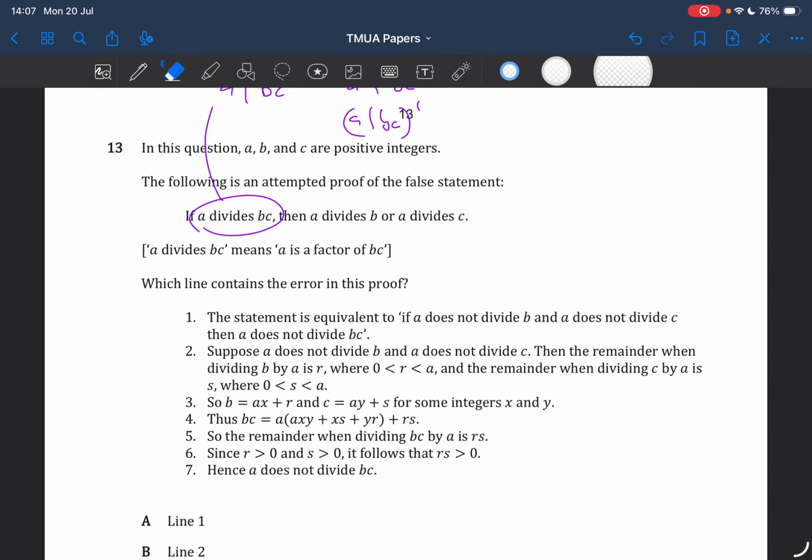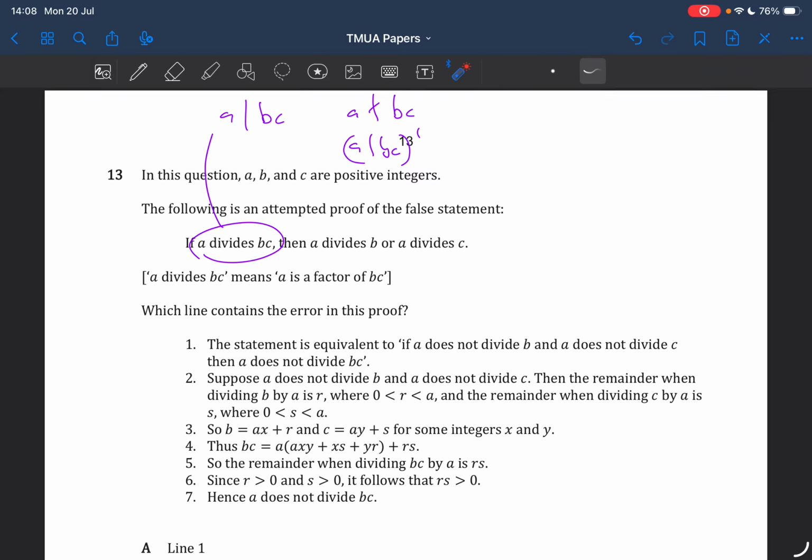All good, yeah? Lovely. So what do they want? We want to prove a false statement. Which line contains the error in this proof? So let's read down then. The statement is equivalent to if A does not divide B and A does not divide C, then A does not divide BC. Okay, yeah, so let's actually think about our original statement.